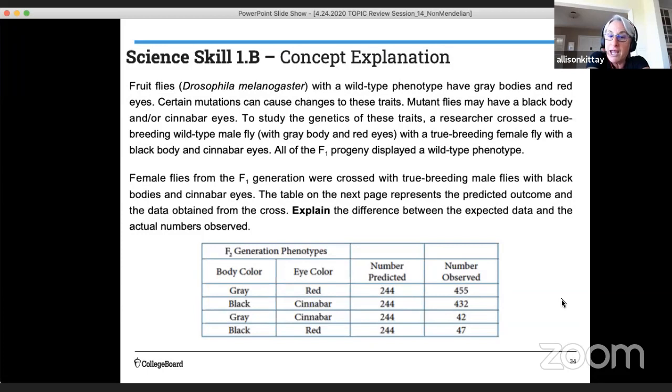So we have a gray and red, right? So that was one of the parentals. We had a black and cinnabar, which was the other parent in that first cross. And then we have two new phenotypes, gray and cinnabar and black and red. So we call those the recombinants. So now you need to explain that difference.